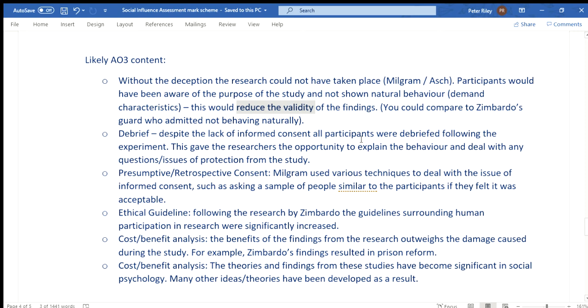You could also compare Milgram and Asch to Zimbardo's study, because Zimbardo had their full consent, and we also know that in Zimbardo's study, one of the guards, who was referred to as John Wayne, actually admitted experiencing demand characteristics and said, I kind of now regret that I behaved the way that I did, because I thought the purpose of the experiment was to demonstrate how horrific prisons were. Then you could do that to really start to develop that AO3 point and achieve high marks.